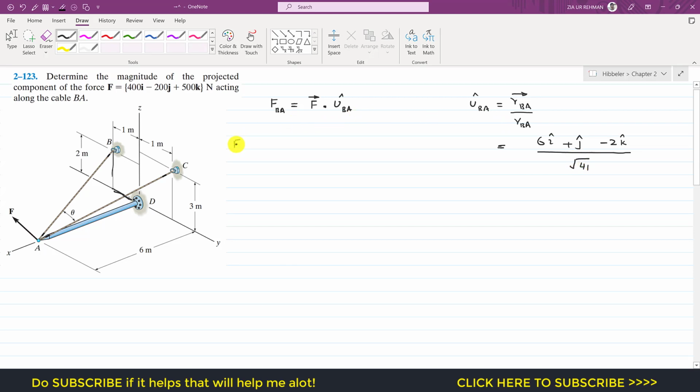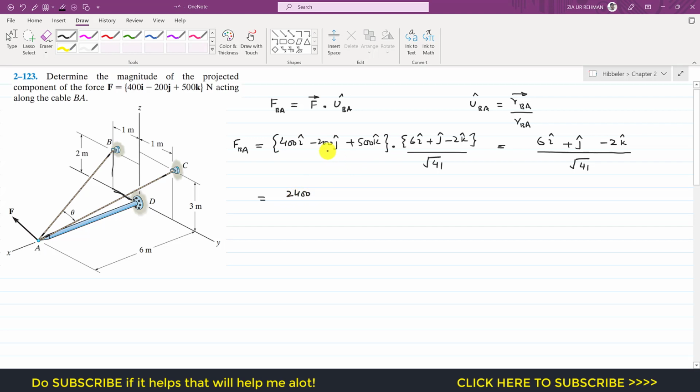That will give us the magnitude of the projection of the given force along BA. The F vector is given: 400i minus 200j plus 500k, dot product with this unit vector from B to A, which is 6i plus j minus 2k divided by square root 41. Since it's the dot product, we need to multiply i with i, j with j and k with k. So 400 into 6 is 2400.